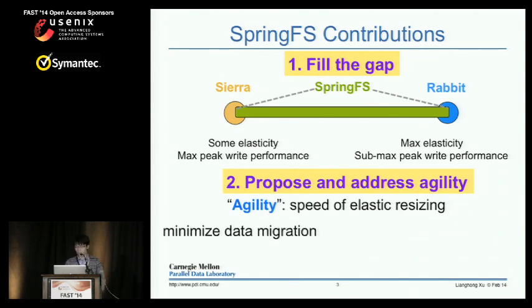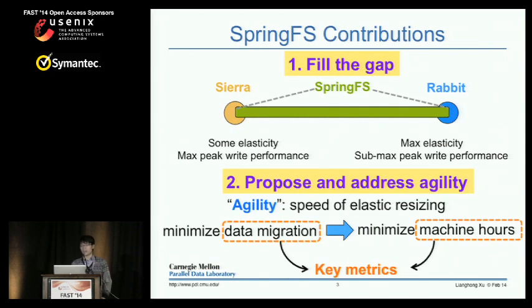SpringFS addresses the agility issue by minimizing data migration involved in the resizing process. As a result, it also minimizes the machine hour usage. The amount of data migrated and the number of machine hours are the two key metrics to evaluate how good an elastic storage system is.